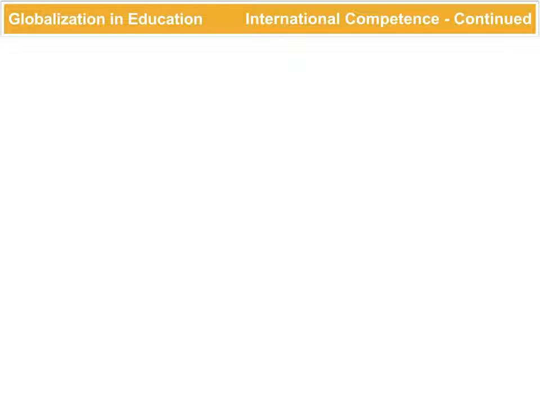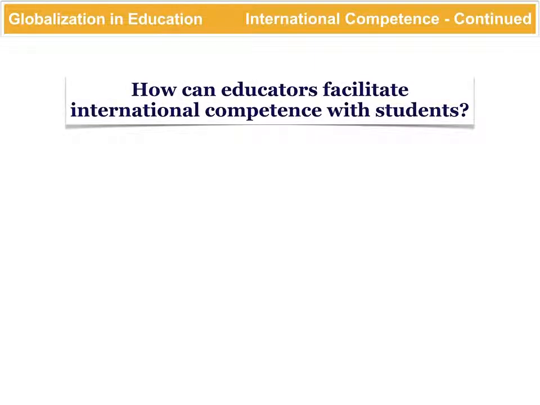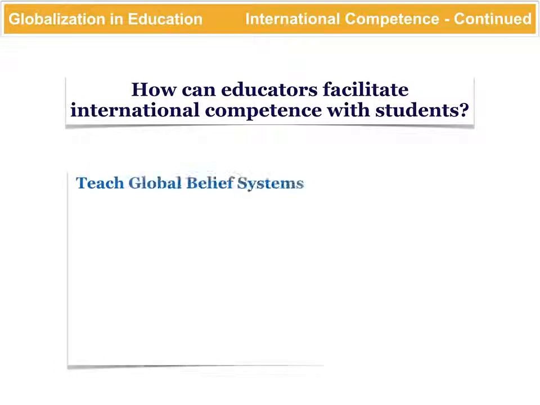As we continue our discussion from the last slide, we'll look here at how educators can facilitate international competence with their students. Well, you can teach about different global belief systems, how worldviews are different around the world, with some examples, maybe even some video clips or just discussion, even reading stories, newspaper clippings, things like that, of why people do things the way they do in different cultures, something that's different from the culture that you're working in. Teach human rights and social justice.